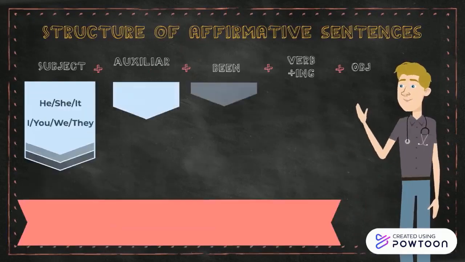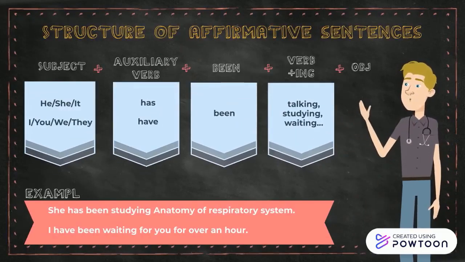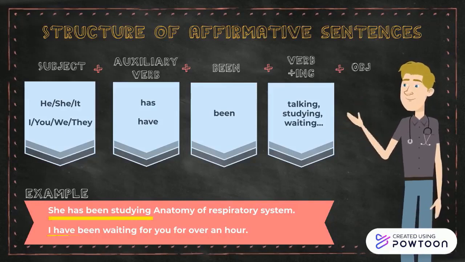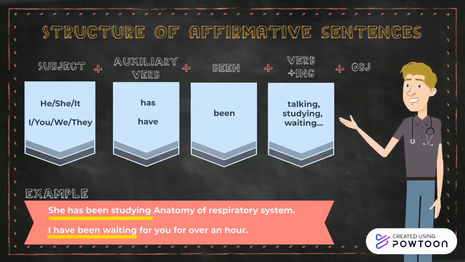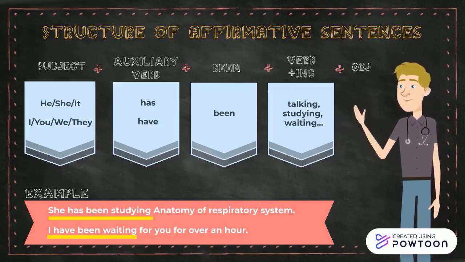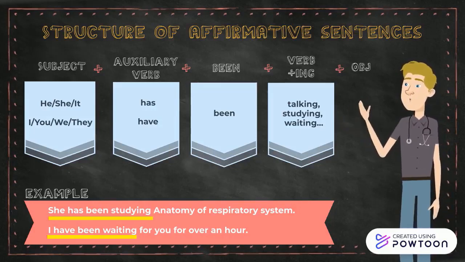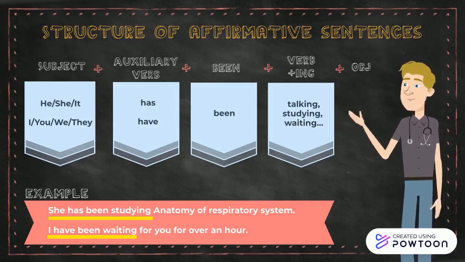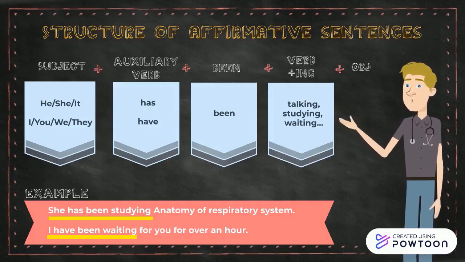Structure of affirmative sentences in the present perfect continuous tense. Subject plus auxiliary verb plus been plus verb plus ing plus obj. Subject he, she, it with the auxiliary verb has plus been. Subject you, we, they with the auxiliary verb have plus been, and the verb plus ing.